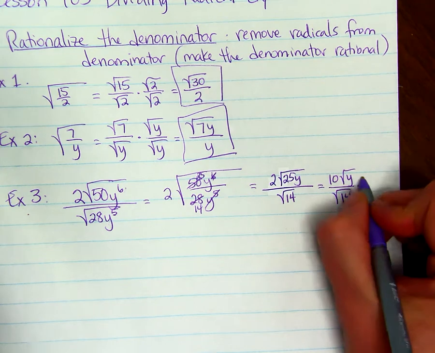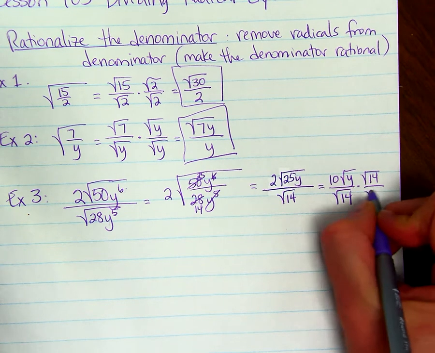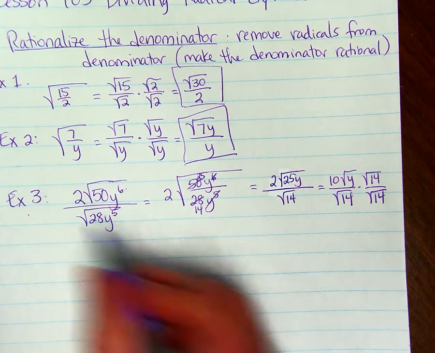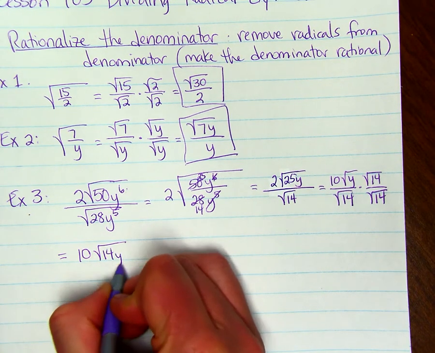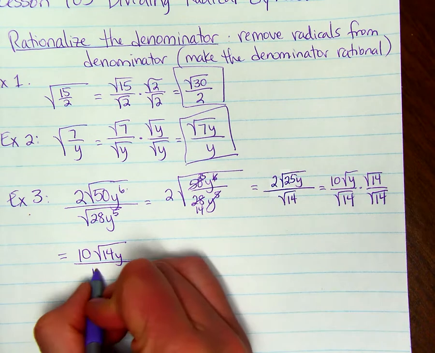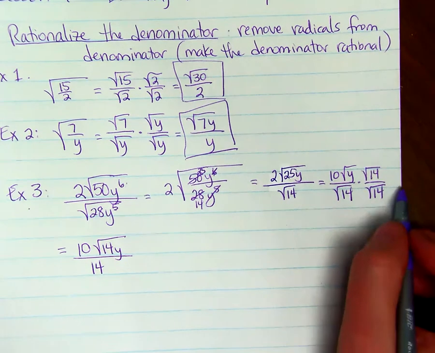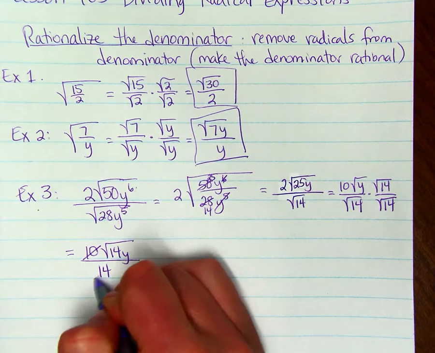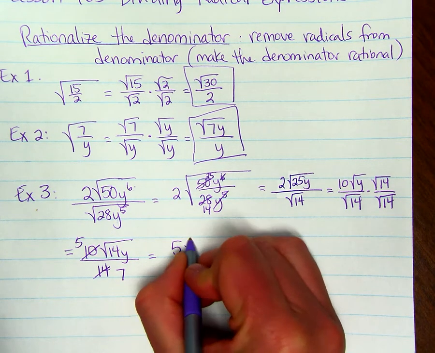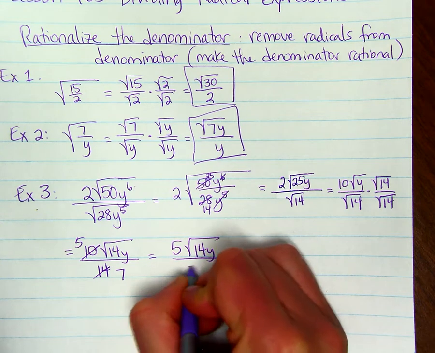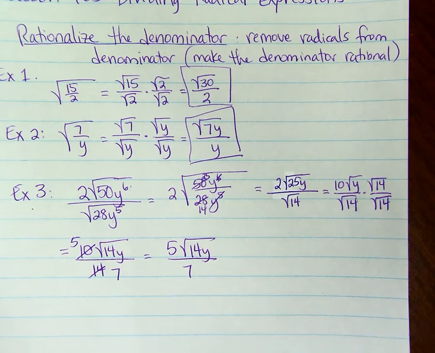Then I'm going to multiply the numerator and the denominator by the square root of 14. And that equals 10 square root of 14y divided by 14. Square root of 14 times square root of 14 is just 14. Then I'm going to divide my 10 and my 14 by 2. And I'm left with 5 square root of 14y divided by 7. That's the end of the lesson.